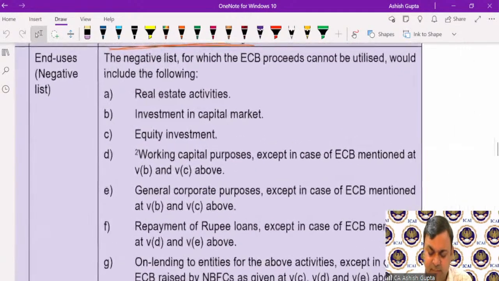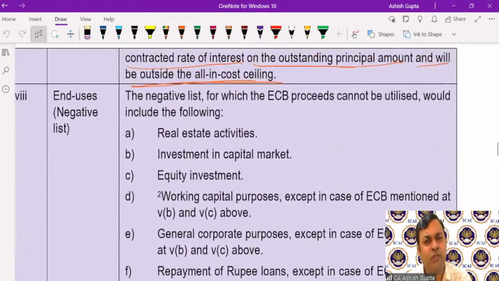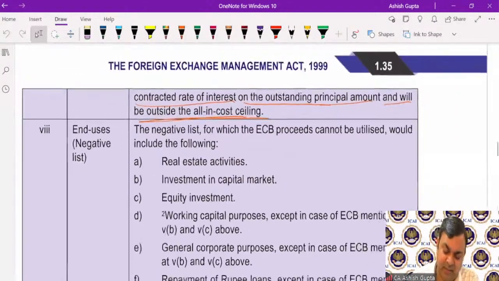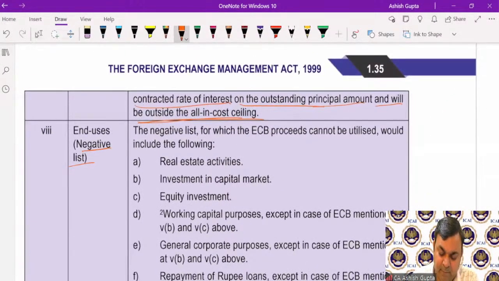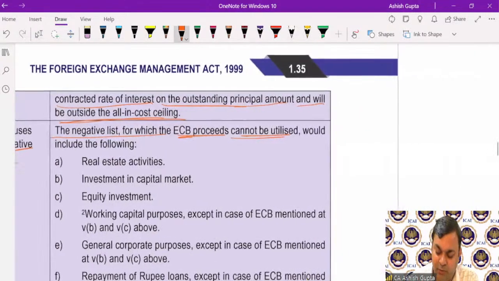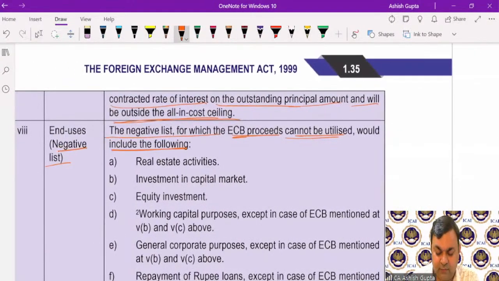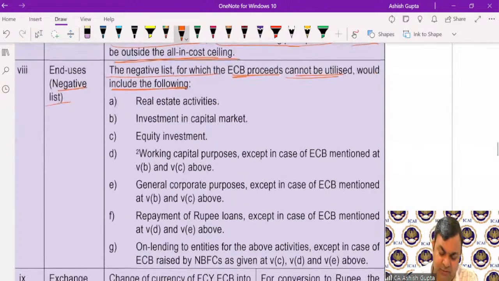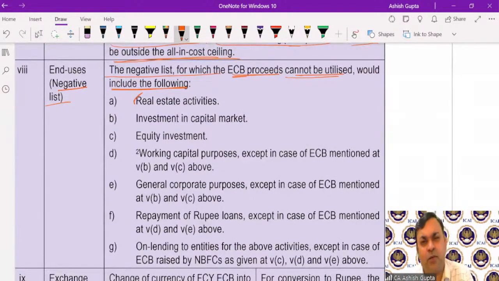And end use negative list. Negative list is you are not supposed to use the ECB proceeds in the following activity. The negative list for which the ECB proceeds cannot be used would include the following, right? First is real estate activity. You are not supposed to, because that will involve some kind of money laundering activity also. So real estate is exclusively prohibited. Investment in capital market, undue fluctuations. Equity market, that is also restricted.